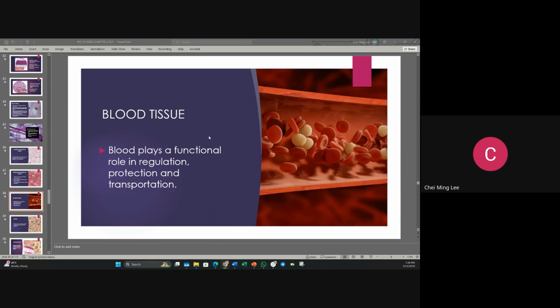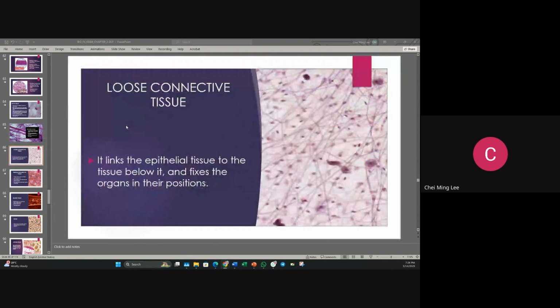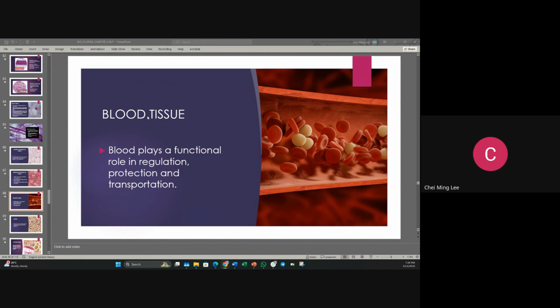All right, next, blood tissue. So blood tissue plays a functional role in regulation, protection, and transportation. So how is it a functional role? Functional role means that it doesn't involve directly, but it supports.